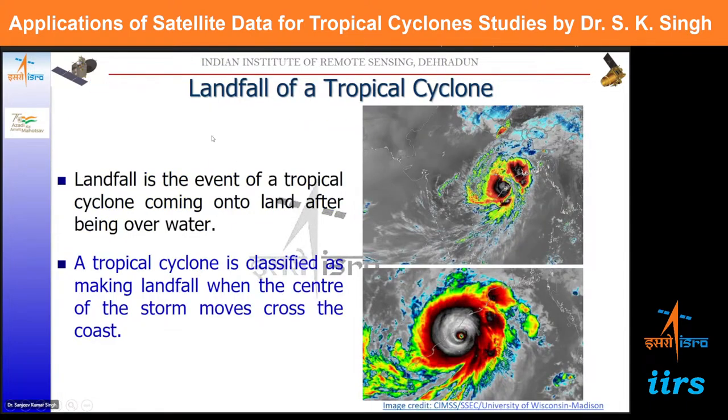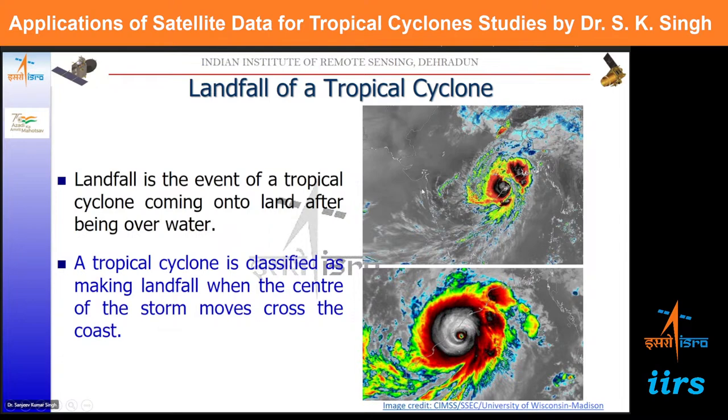The most important term is landfall. What is landfall? Landfall is the event of a tropical cyclone coming onto land after being over water. Most of the life of a tropical cyclone is spent over the ocean, and after spending time over the ocean, when it comes to the land, that is called landfall.